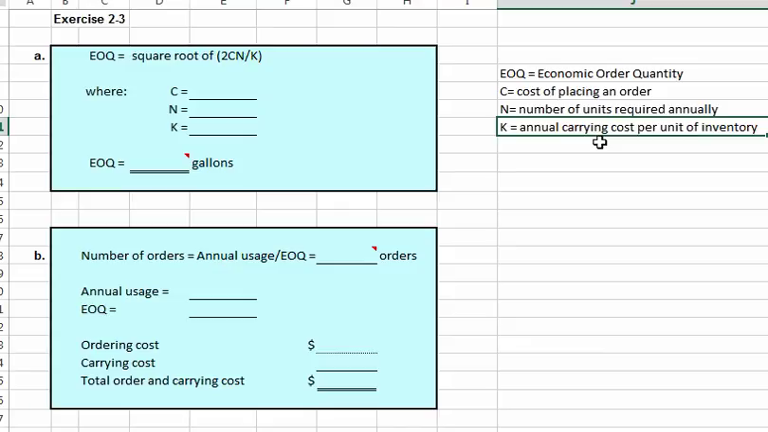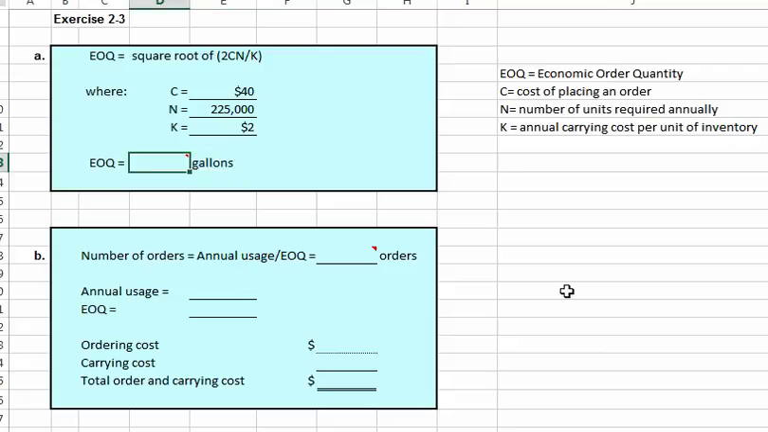Okay, A, determine the most economical order quantity by using the EOQ formula. Okay, so we'll just start with filling in all these amounts. On C, the cost of placing an order is $40 per order. Okay, N is the number of units required annually. Well, that was 225,000 gallons. And K is the annual carrying cost per unit of inventory. Well, that's $2 per gallon.